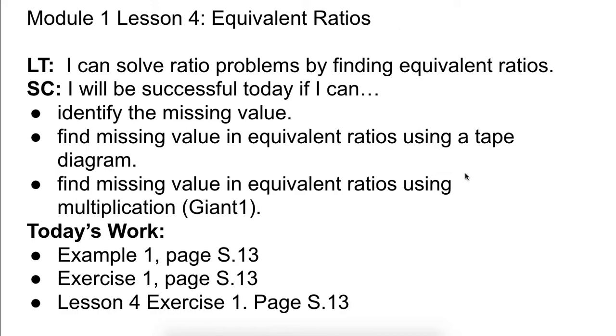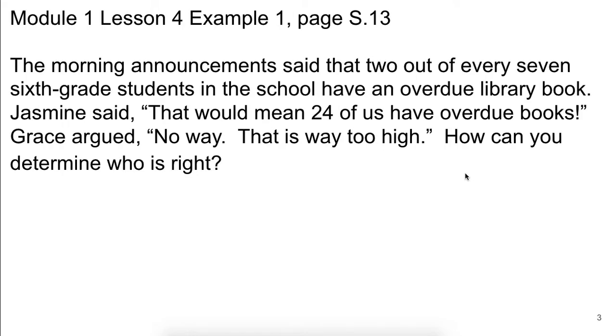So let's go ahead and start with the first problem here. The morning announcement said that 2 out of every 7 6th grade students in the school have an overdue library book. Jasmine said that means that 24 of us have overdue books. Grace argued, no way, that is too high. How can you determine who's right? On this one, it kind of depends. This is an open-ended question. You just have to decide what the actual possibilities could be.